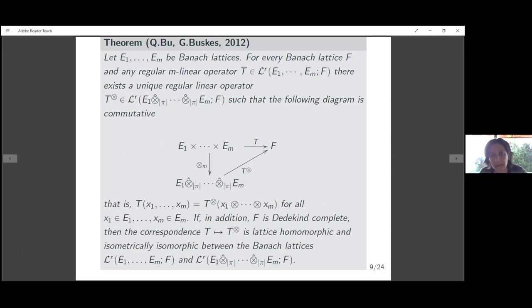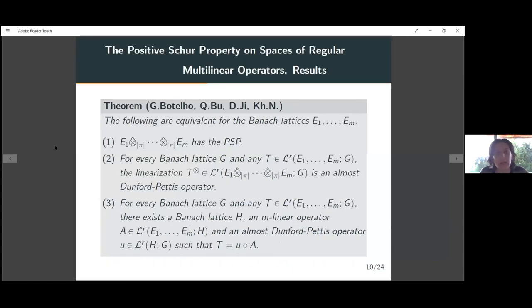And if F is Dedekind complete, then there is a lattice homomorphism and isometric isomorphism between these two spaces here, the space of regular multilinear operators and regular linear operators. And the first result I want to introduce is the following.